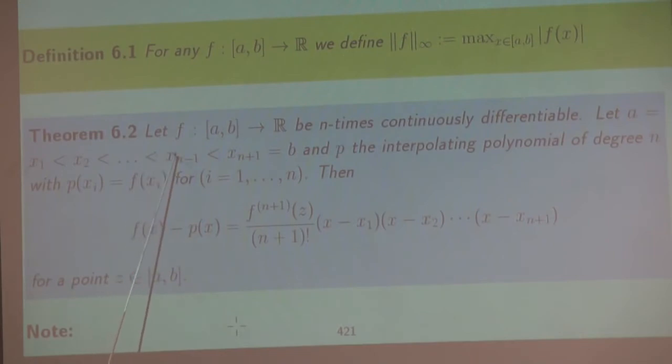Now, the requirements are f has to be n times continuously differentiable. And then we have this interval AB, and on this interval we have our data points x1, x2 up to xn plus 1. They have to be distinct, of course, and they have to be ordered. So x1 smaller than x2 and so on. And p is our interpolation polynomial of degree n, with p of xi equal to f of xi.